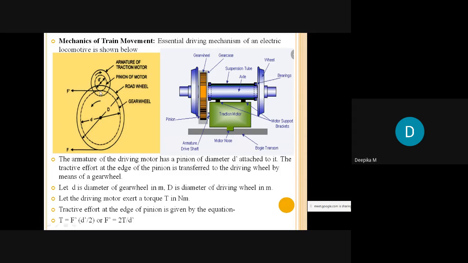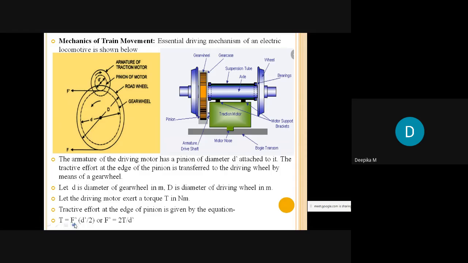So then how can I write it over here? This is nothing but a force into distance. This is the force, okay? And the distance is nothing but what? It is the distance from the shaft of the motor to the edge of the pinion, correct? So what is the distance over here? This is nothing but d dash by 2. If d dash is the diameter, then of course the radius, or the distance, will be d dash by 2. Hence I have written d dash by 2.